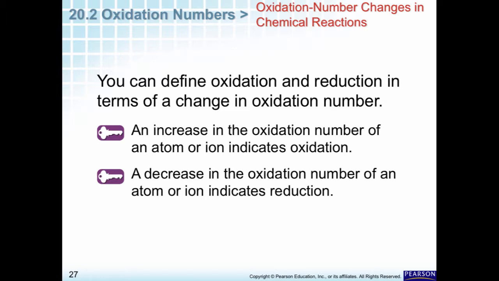So we can use oxidation and reduction and change in oxidation number. An increase in the oxidation number, meaning it gets more positive, indicates oxidation, and a decrease, meaning it gets more negative, indicates reduction. Now be careful, because sometimes it could go from +2 to +1. That's getting more negative. Or it could go from -2 to -1. That's getting more positive.